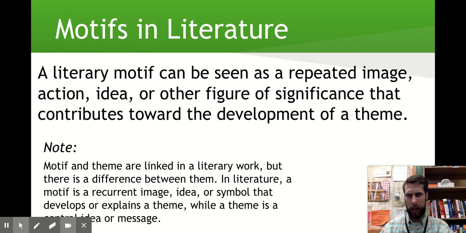You're not going to really include it in a paper unless it's contributing to an overall message, a central idea, a critical commentary about what the work is doing as a whole. Or it could be as simple as part of the author's aesthetics. But pay attention to this note here. I'll just read it. Motif and theme are linked in a literary work, but there is a difference between them. Our taxonomy can get a little bit sloppy, but a theme is that central idea or message, while a motif is just a repeated element.